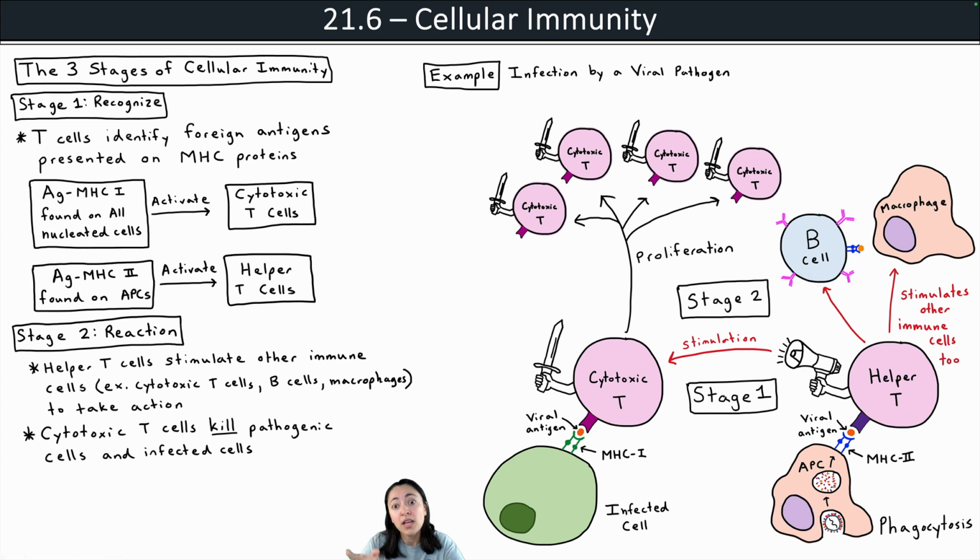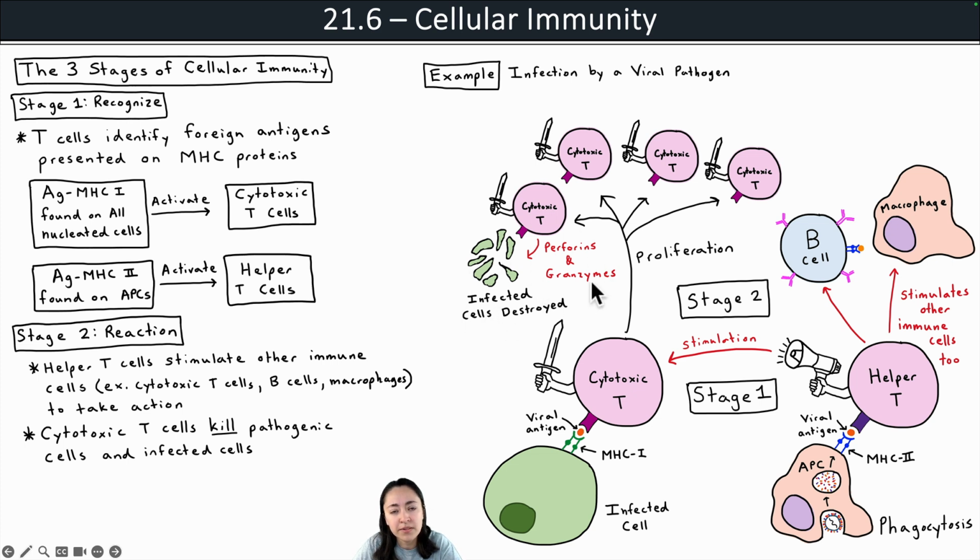So helper T cells not only stimulate our cellular immunity, they're also going to stimulate our humoral immune response as well. So here you can see the cytotoxic T cells are destroying any of the infected cells. They're doing that by releasing 2 types of chemicals called perforins and granzymes. And then finally, once the infected cells have been destroyed and the amount of viral pathogens in the body has decreased, regulatory T cells will then release chemicals to suppress the immune response and slow it down.